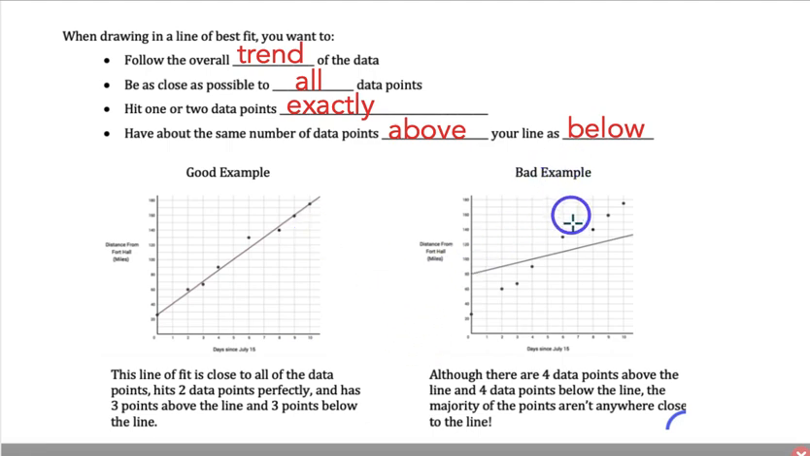Let's look at the bad example. So at this point, the student has exactly 4 points above and 4 points below, but we didn't hit any of the points exactly, and the trend of the data is more upwards at this angle, and so the line is not what you would consider a line of fit. It does not fit the data that was given.